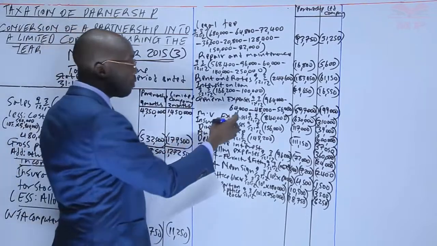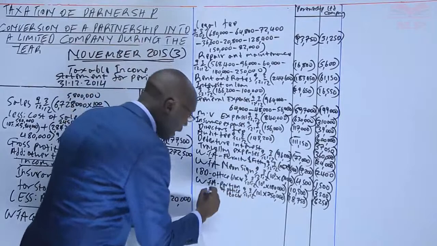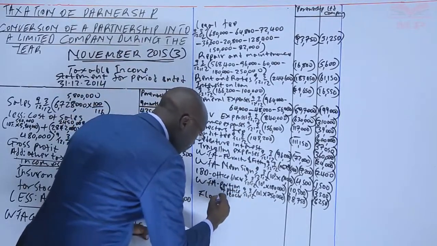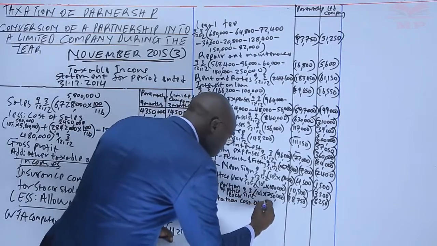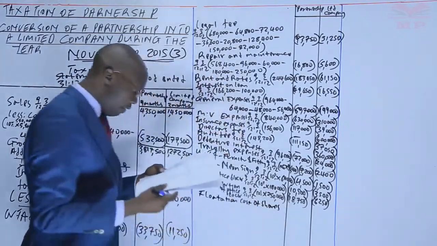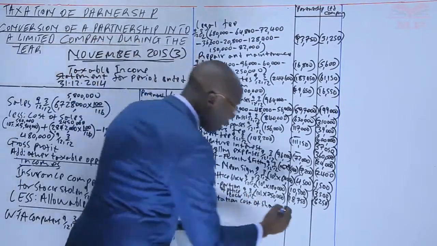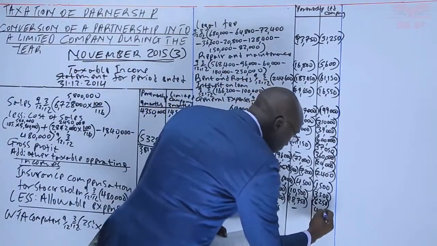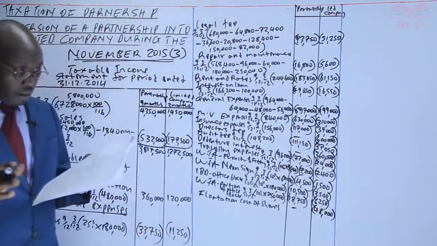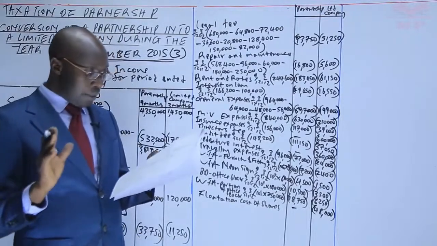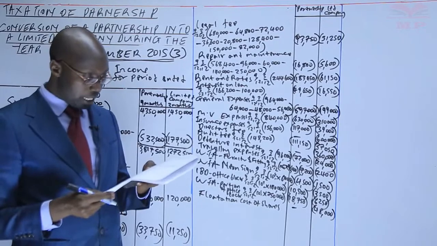So we deducted from here, because it's specifically for the company, now we deduct it on the side of the company. So flotation cost of shares, which we have to be 48,000, and only on the side of the company. A piece of land for business expansion? No, that is not allowable completely.